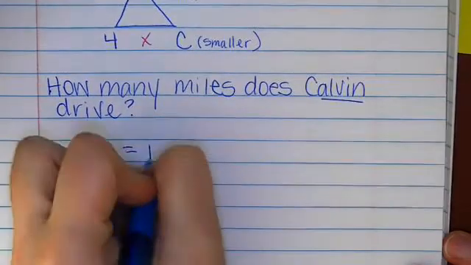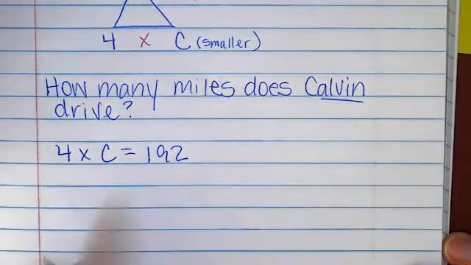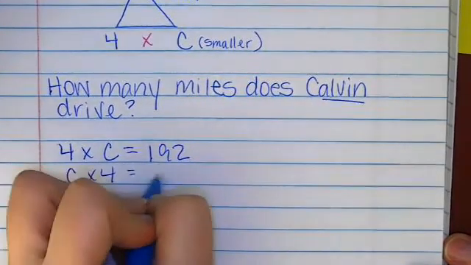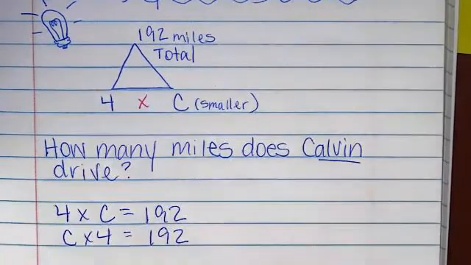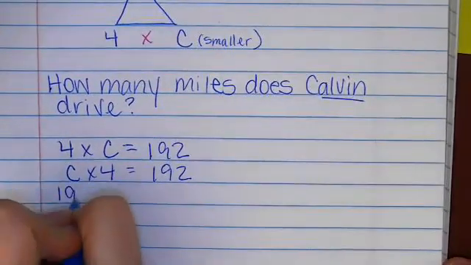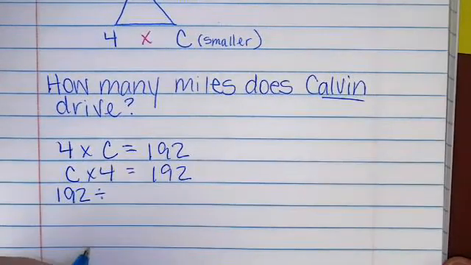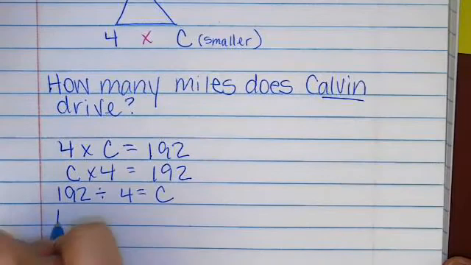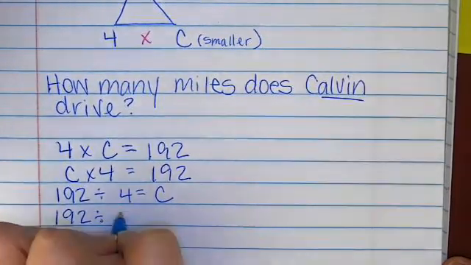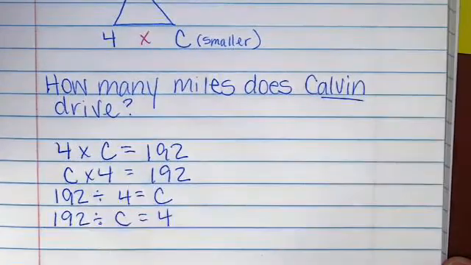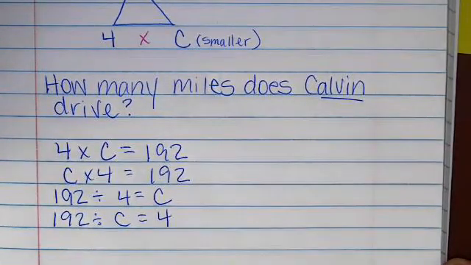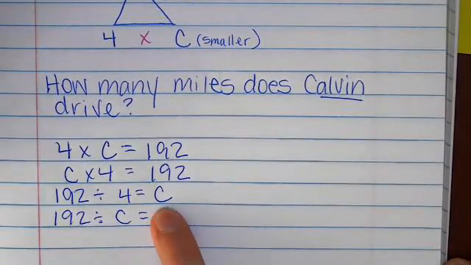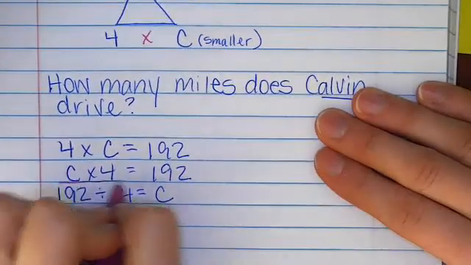So 4 times C is 192. I can flip this around and say C times 4 is still going to equal 192. Our largest amount is 192, so I'm going to break that up. I need to do the inverse, that means the opposite, to find what divided by 4 is C, or I can flip it around and do 192 divided by C equals 4. Well, I want to know what C equals all by itself. Because C is all by itself right here, this is the problem I'm going to choose to solve.